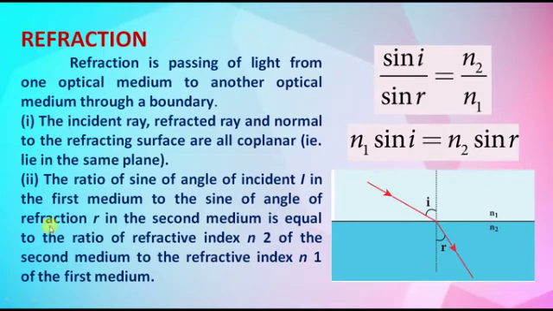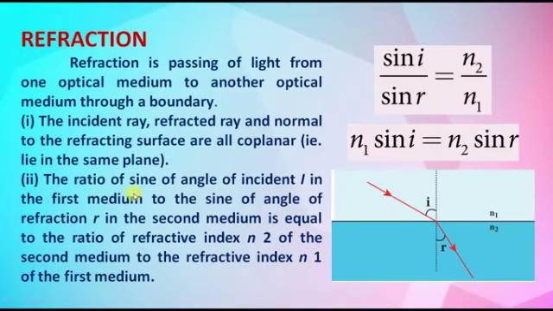So here it is, the two points included in Snell's law. First one: the incident ray, the refracted ray and the normal to the refracting surface lie in the same plane. Coplanar means all the rays, the incident ray, the refracted ray and the normal ray, are lying in the same plane.